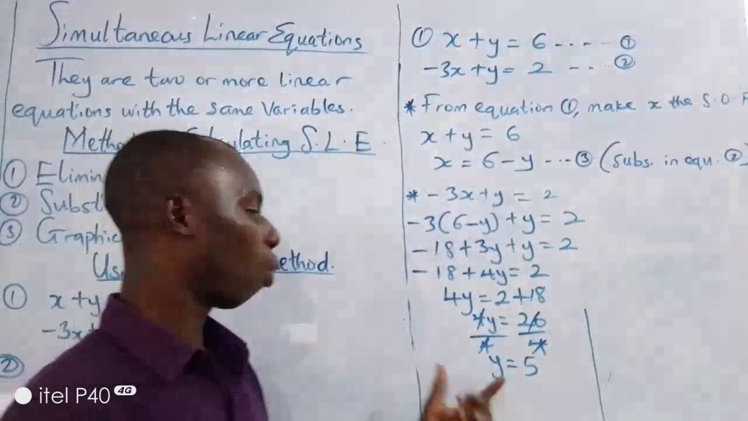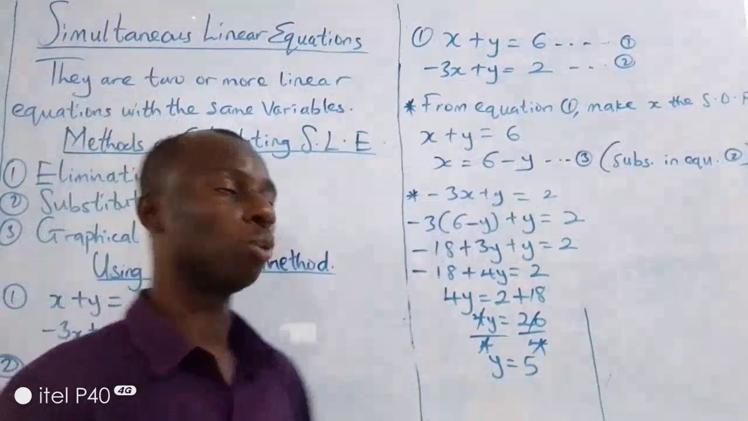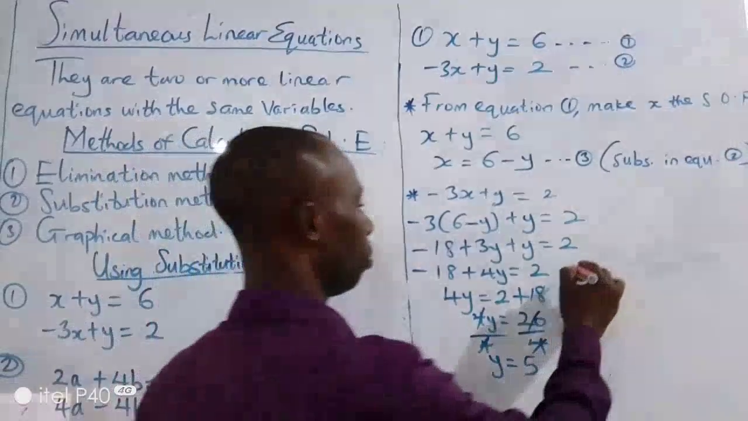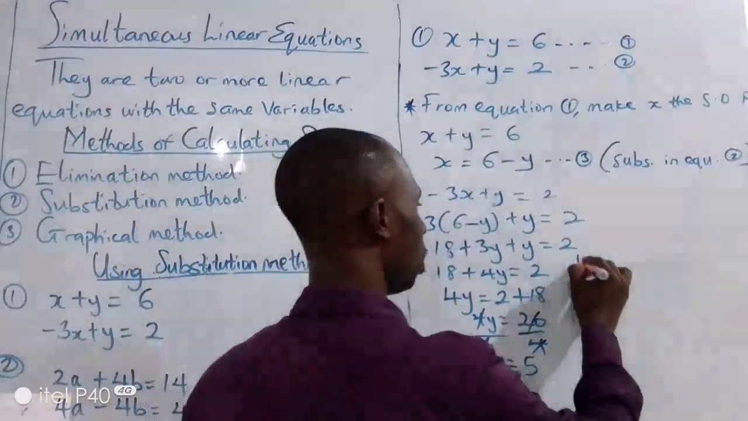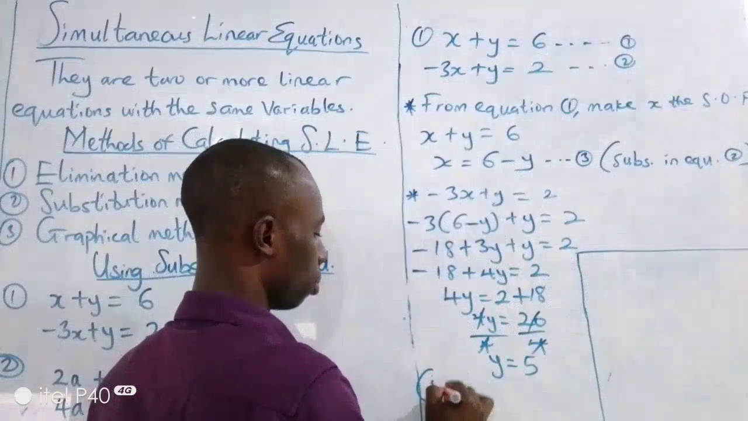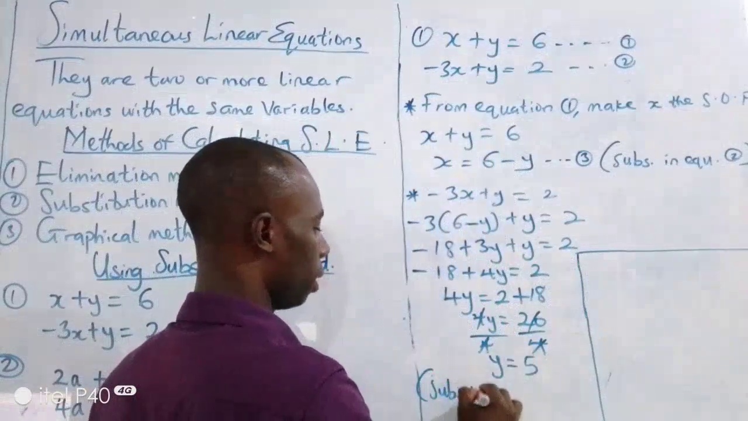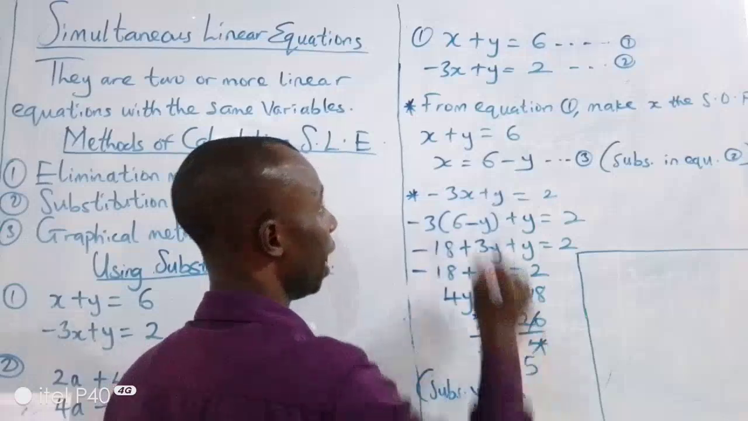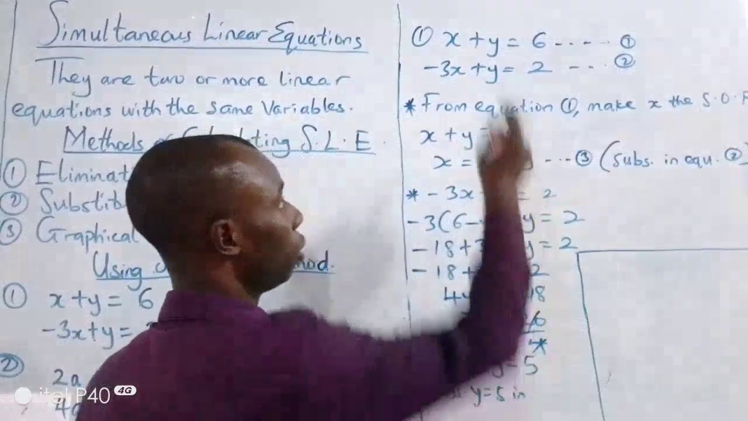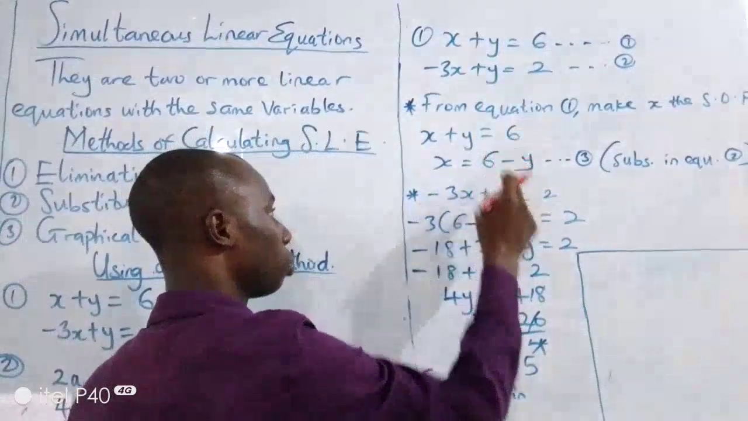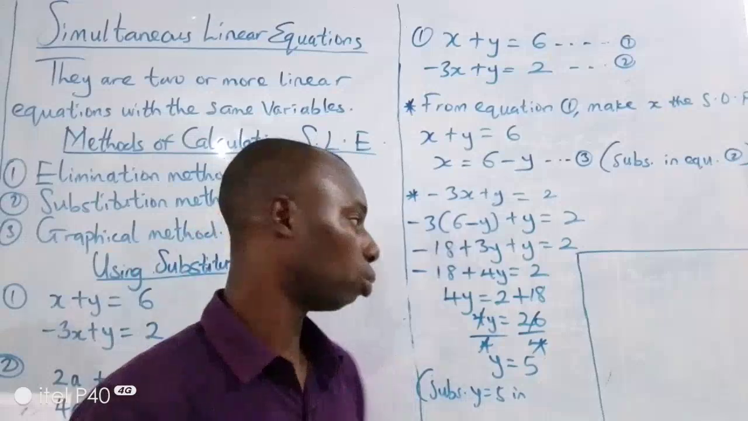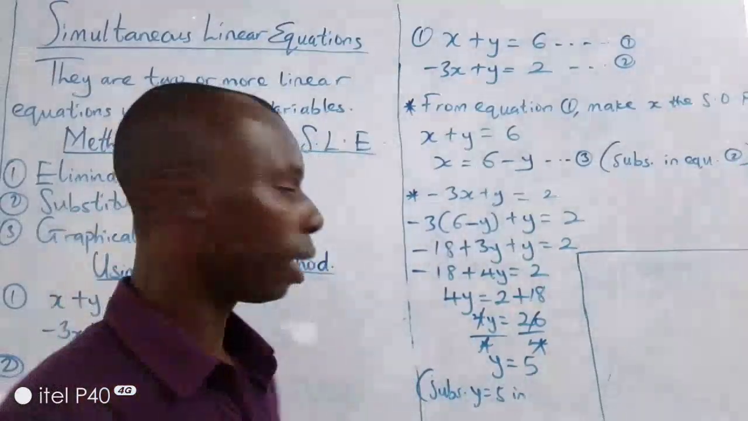So what do I do next? I've got one of the solutions. I need a second solution, which is the value of x. So I will simply substitute this y, which is equal to 5, in any of the equations. I can choose even to use equation 3. I can use equation 1, I can use equation 2, I can use equation 3. I'm going to get the same answer. Take note of that. You can try that on your own. You're going to see that you're going to get the same answer.